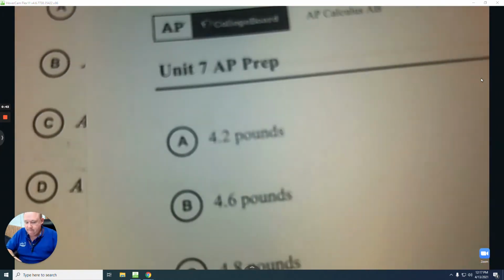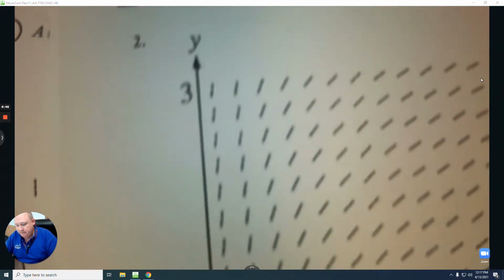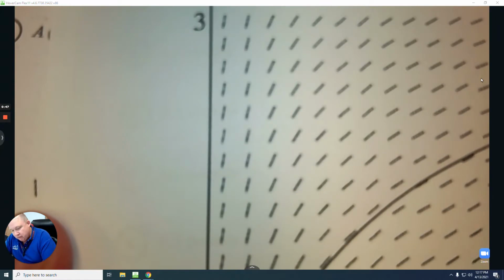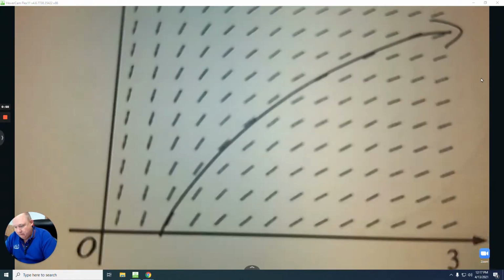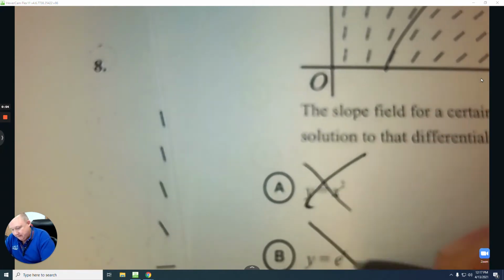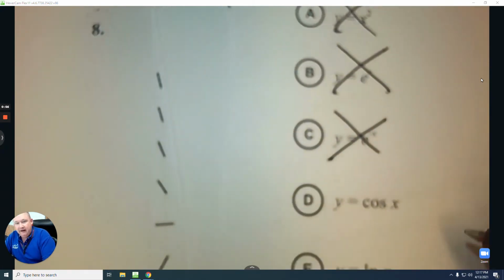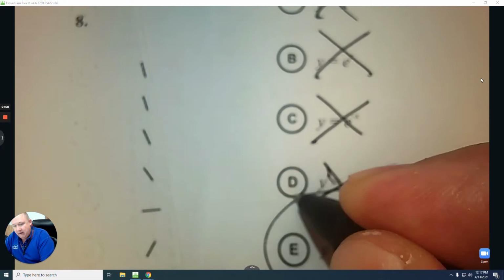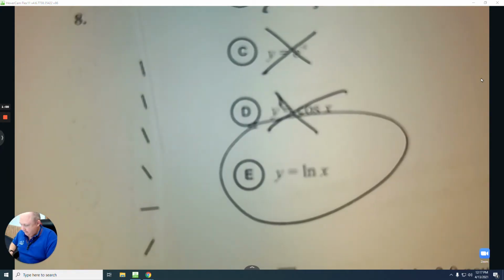Number 2, another slope field. So for this one, I want to draw the picture of what it looks like. So I picked a point and drew it, and then recognize this is not a parabola, not an exponential, not a trigonometry, so the logarithm is the one that's left over that it can be.